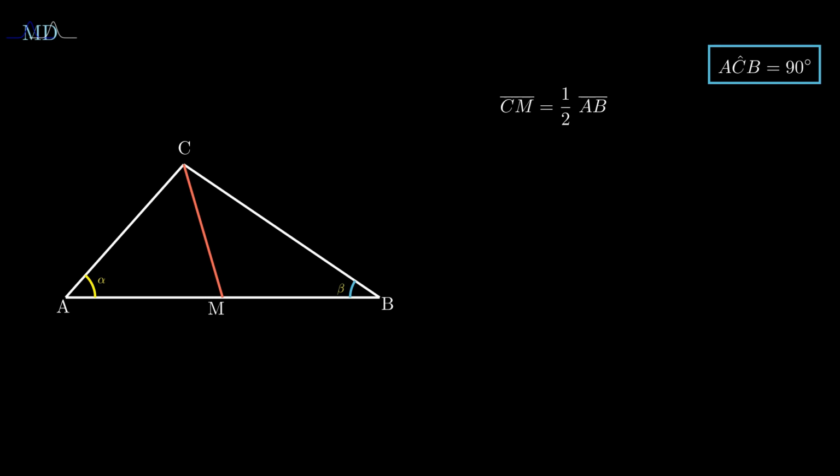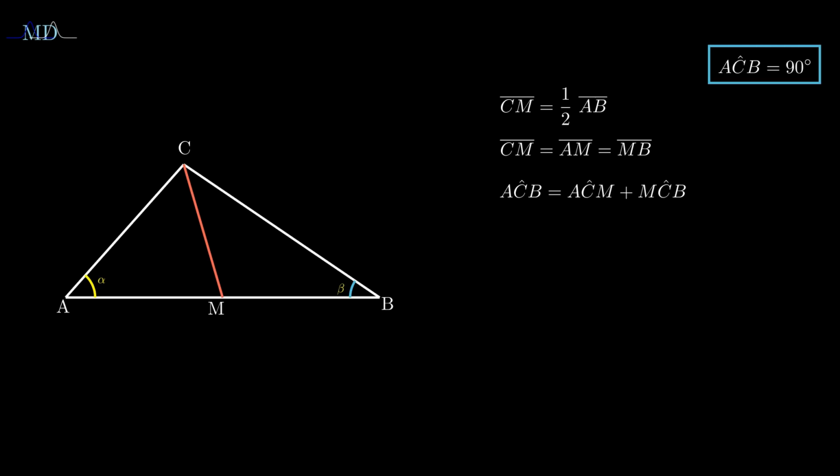The median relative to a side divides it in two segments whose length is equal to 1/2 of the side itself. The hypothesis of the theorem is that even the median is equal to 1/2 of the relative side. So AM, MB and CM are three congruent segments. We notice that the angle ACB is equal to the sum of the angles ACM and MCB.